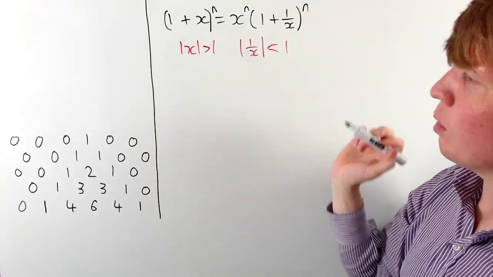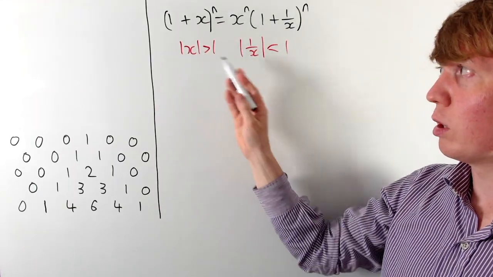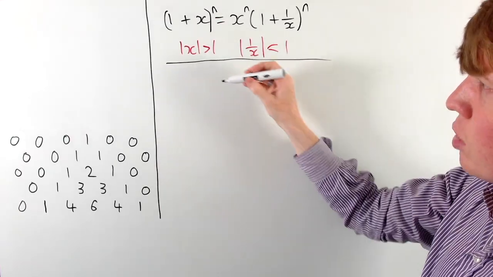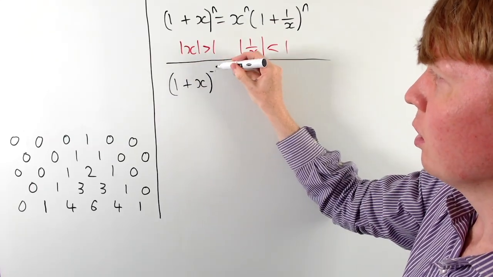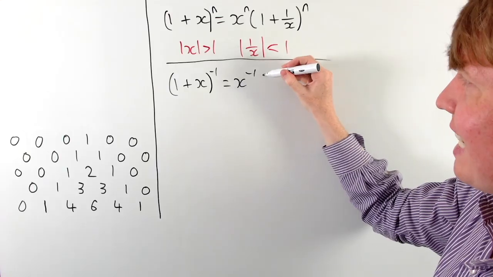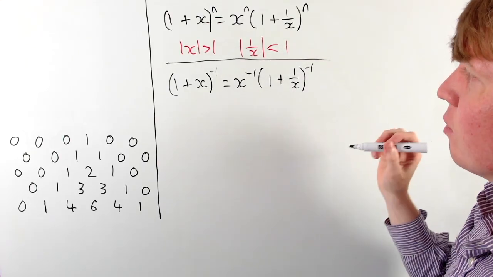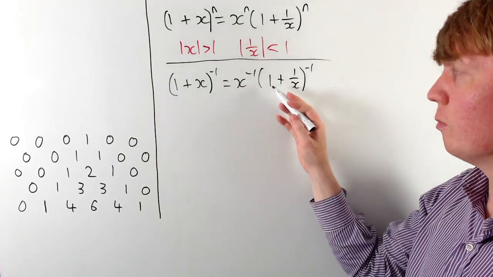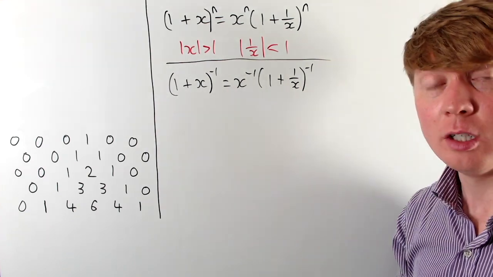So this is our basis for now being able to generalise this result and see how this works when the modulus of x is strictly greater than 1. So if we start with, let's look at 1 plus x to the power of negative 1. If we rewrite this, we've got x to the negative 1 times 1 plus 1 over x to the negative 1. And now we can just use our previous result. We know the series expansion for 1 plus x to the negative 1, and we just replace our x by 1 over x.